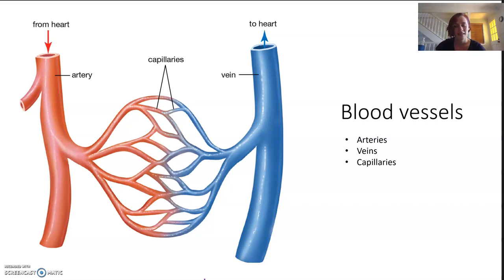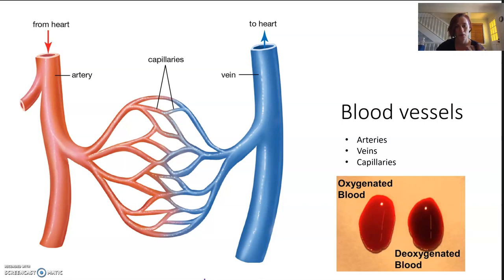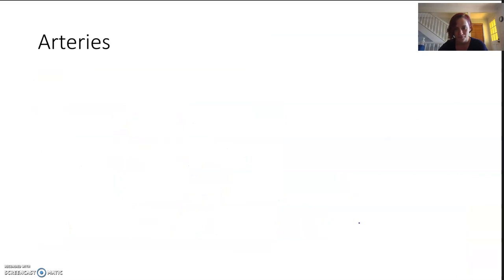The arteries, right, they're carrying blood away from the heart, and veins are carrying it to the heart. But really, it's all about oxygenated and deoxygenated blood. And this is what they look like. Look at that. They're both red, okay? But the oxygenated blood with the O2 in it is just that little bit brighter.